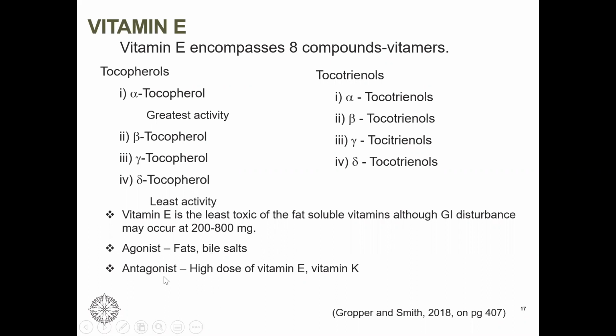Now, you must be wondering why in the agonist we have written high dose of vitamin E. Why? And why vitamin K? Any speculation? So vitamin, okay, I have some answers in the chat box. Let me read it. Yes, Jane, you have nailed it. With vitamin K, it is a competitive inhibition. What about high dose of vitamin E?